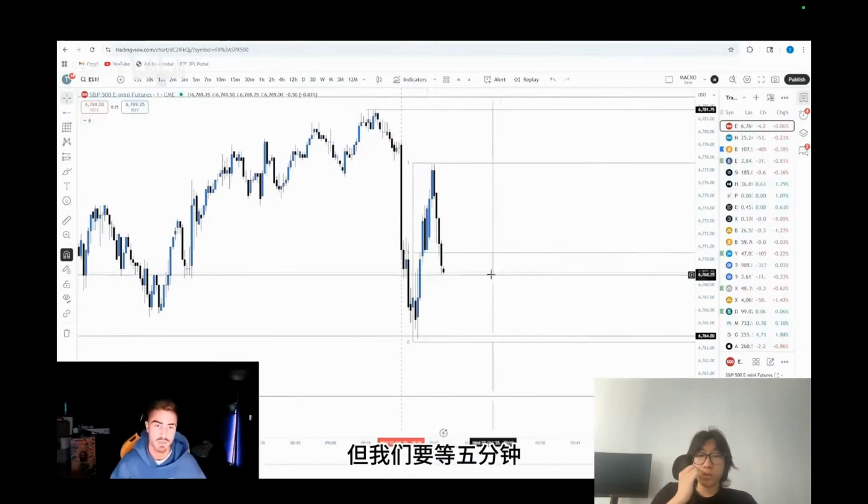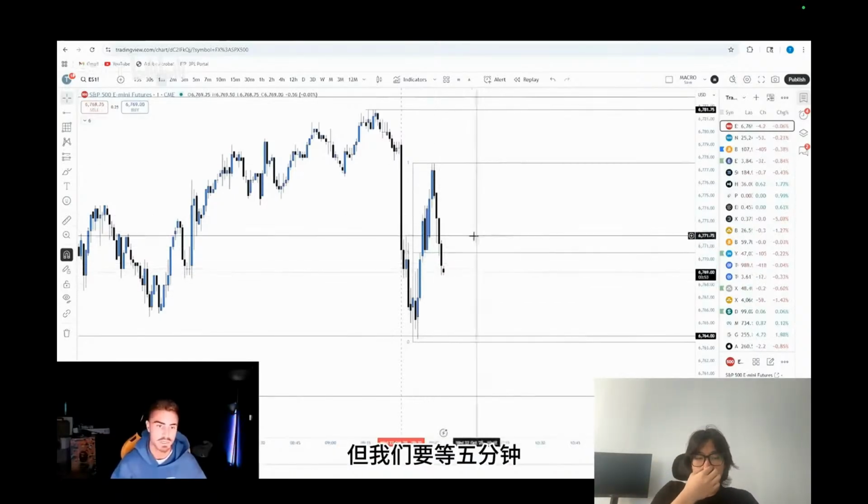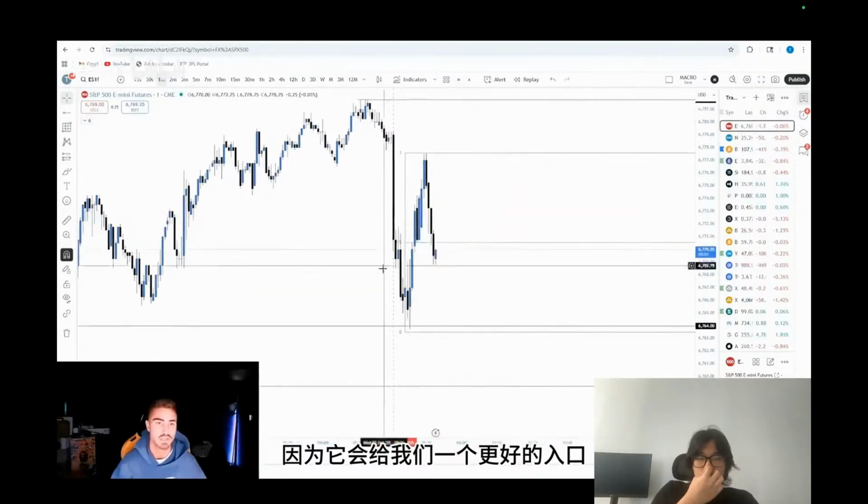We get that 5-minute bullish SMT, but we wait for the 5-minute retrace because it's going to give us a better entry.